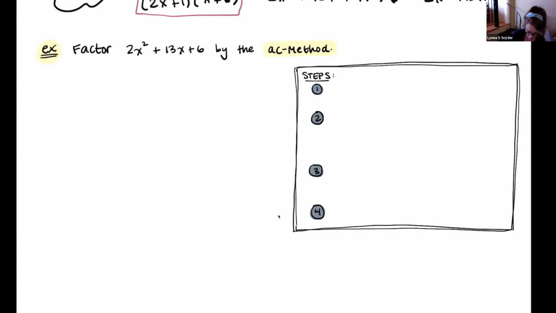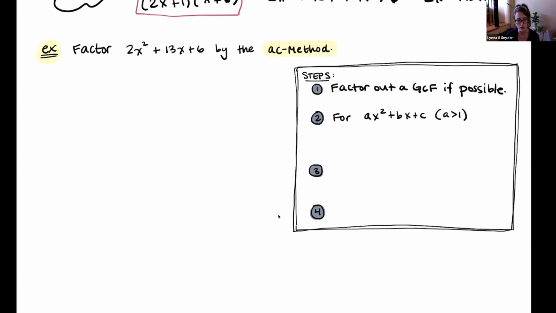The first thing you want to do is, if possible, factor out a GCF. That doesn't apply to our polynomial here, so we don't have to do anything for that step. The second thing: make sure that this only works for ax squared plus bx plus c, where the a is not 1 and it's not negative.